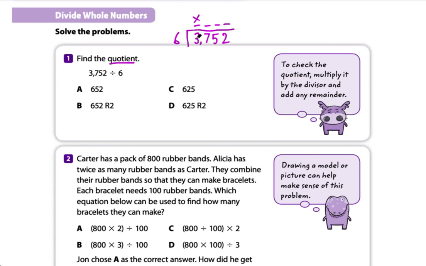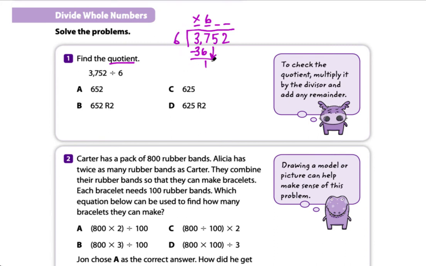6 can go into 37 6 times. So 6 times 6 is 36. I subtract that from 37 and I get 1. That means you picked a good number in the hundreds place. Anytime I subtract, I always have to get an answer less than the divisor. It's got to be less than the divisor.